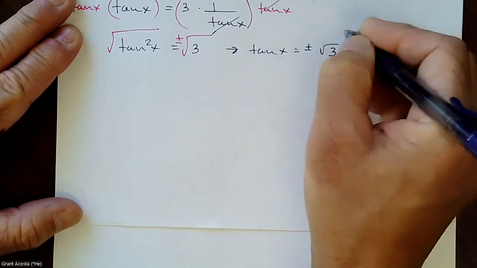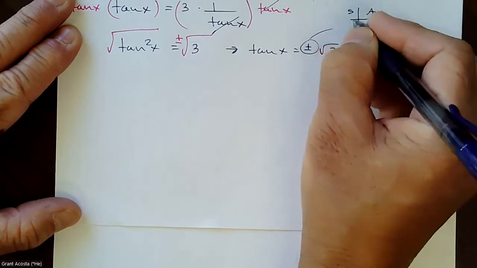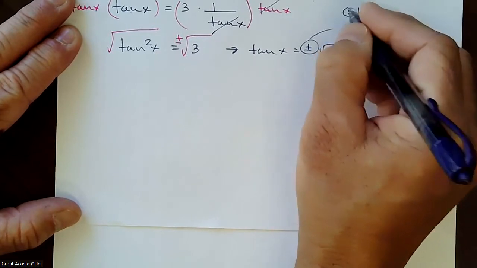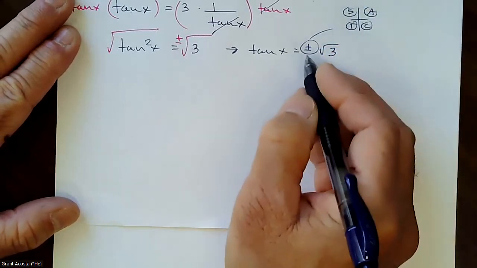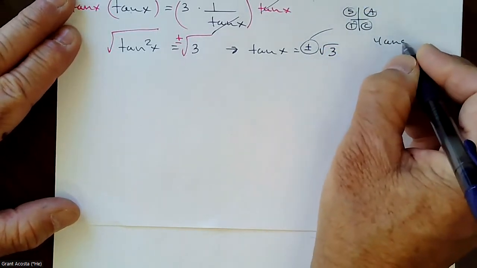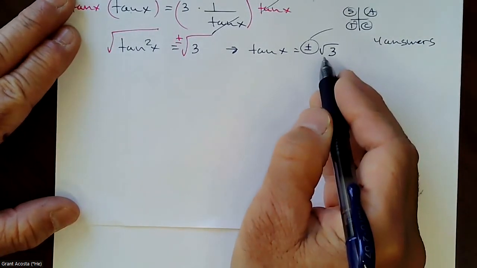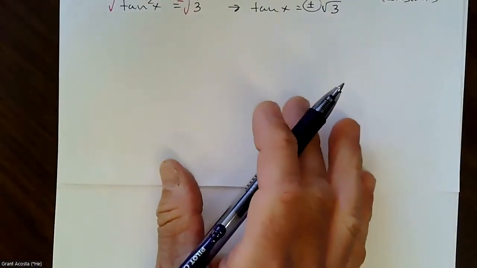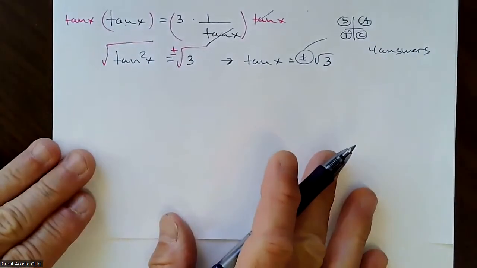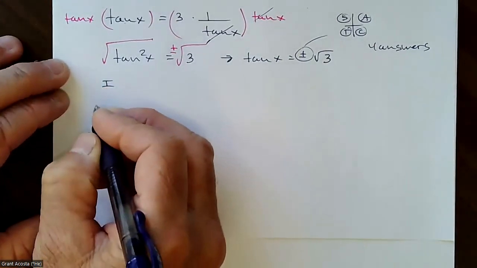Again, plus or minus means 1 in each quadrant, right? All students take calculus. I've got 2 places where tangent is positive, 2 places where tangent is negative. So I'm going to have 4 answers again. And as far as what angle we're talking about, tangent's always a little bit tougher. Let's start with the one in quadrant 1.